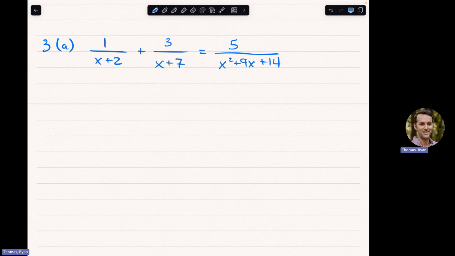Okay, what is the least common denominator here? Why? Yeah, because this factors as x plus 2 times x plus 7.